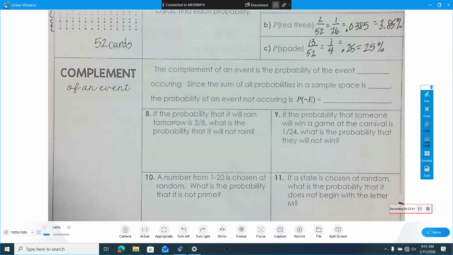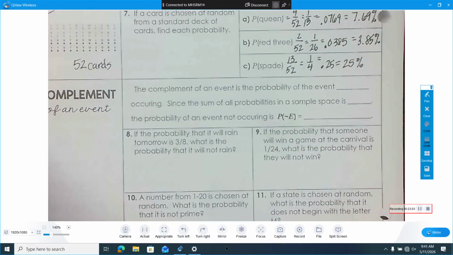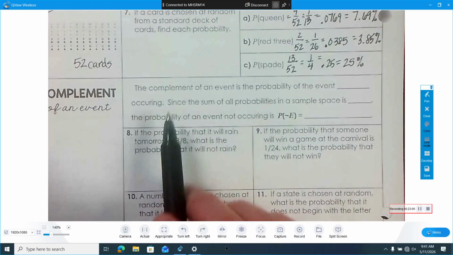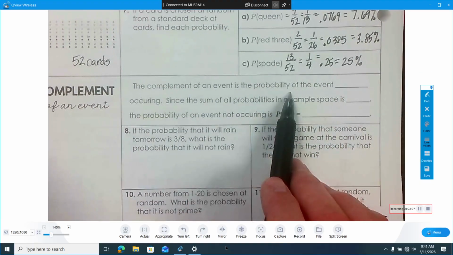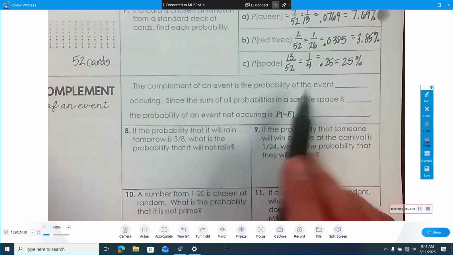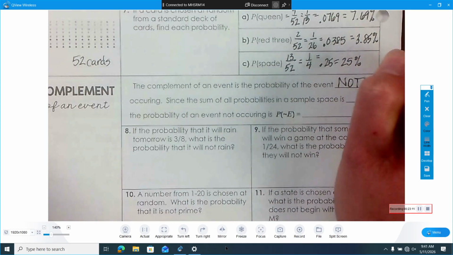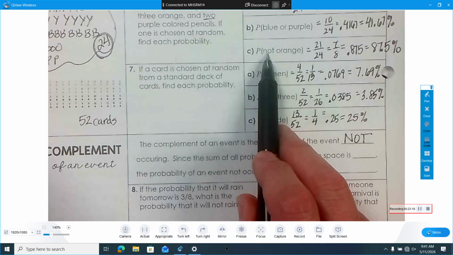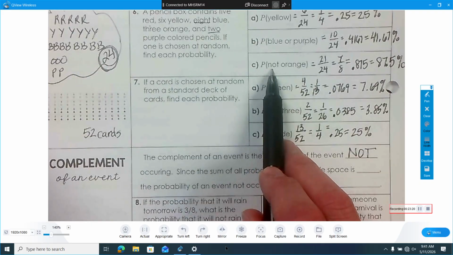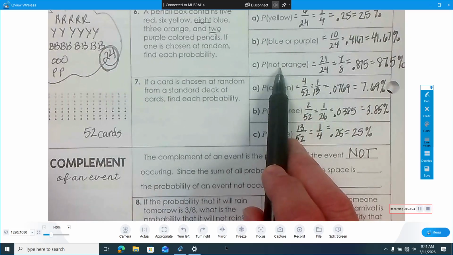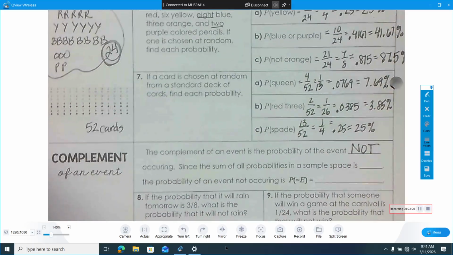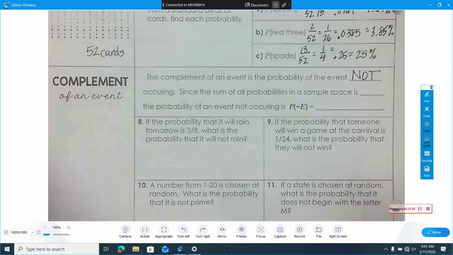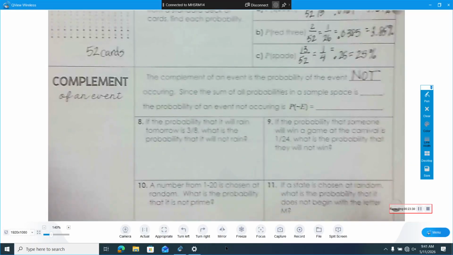The probability of a complement of an event. The complement of an event is the probability of the event not occurring. It's the opposite. It's like what we did here. What's the probability of getting oranges? Well, this is the complement. What's the probability of not getting oranges? So it's sort of the reverse.